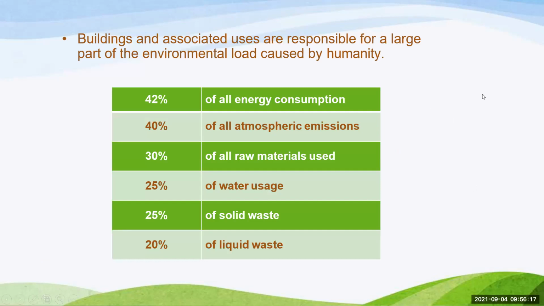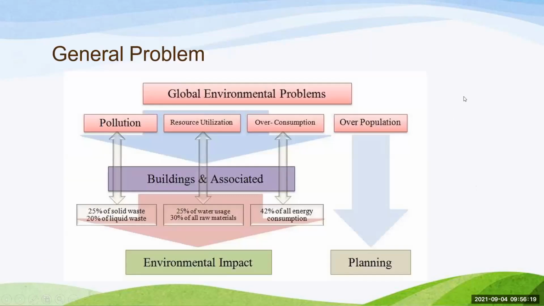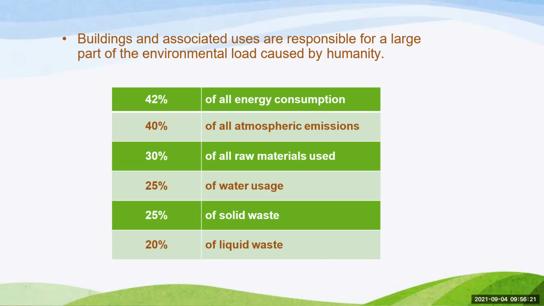This is the building and associated use. Building and associated use are responsible for a large part of the environmental loads caused by humanity. What is the role of human activity in the environmental impact and the selection of building material, and which type of impact? Which type of impact does green material and normal material have on human health?